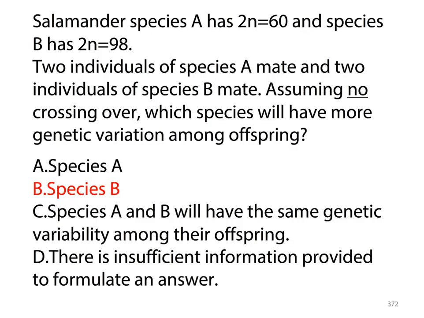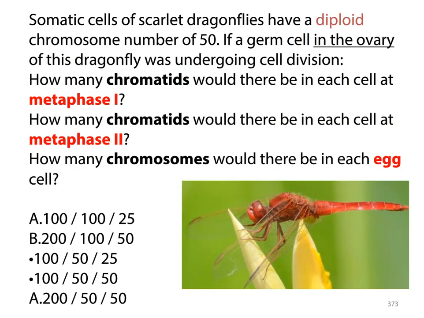The reason you're assuming no crossing over is because in theory, species A could have more crossovers than species B, and we wanted to keep it simple and straightforward. So this is only based on the number of chromosomes. Remember, 2n equals 98, so they have 98 chromosomes. 2 to the nth is going to be way more possibility for genetic variation there than in the first species. This question is meant to push you a little bit.